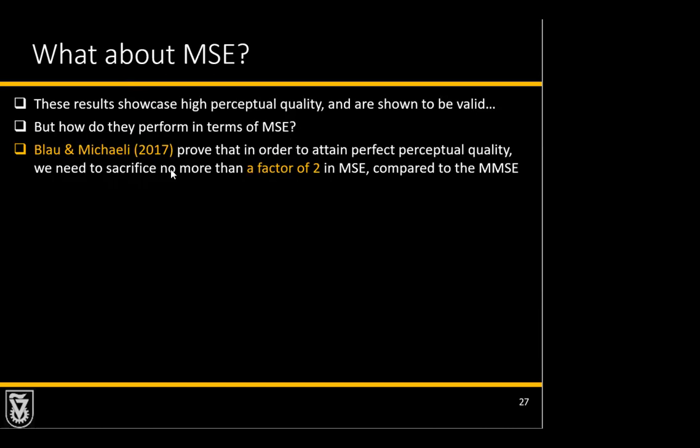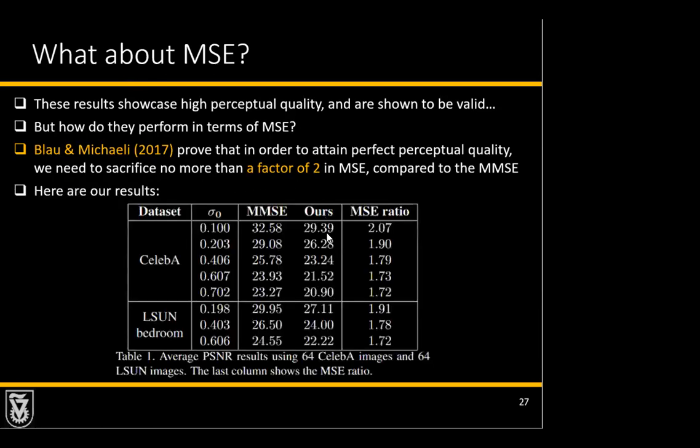They proved that the sacrifice in MSE should be no more than a factor of 2. And if we look at our results, we took 64 images, looked at the denoising results from an MMSE denoiser, the same one that we used in order to approximate the score function in our algorithm, and our results. And we looked at the ratio between the MSE that they achieved and the MSE that our algorithm achieved. And it is much in line with the perception-distortion trade-off theory, that it is almost 2.